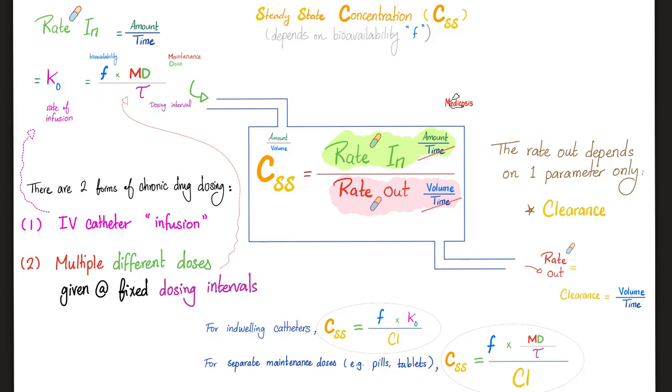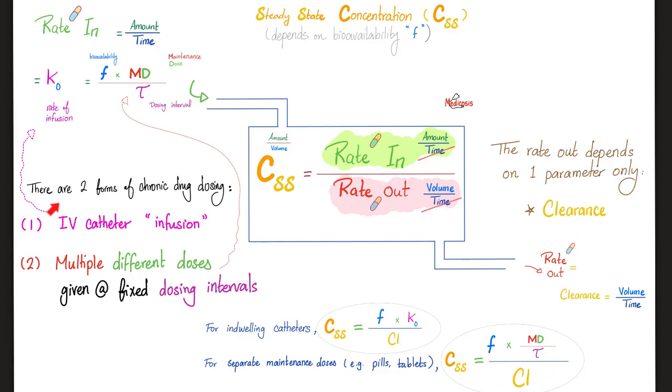And this happens to equal what? The bioavailability of the drug that you're giving. If I'm giving this as an intravenous bolus, then the bioavailability is 100%, which is just 1. So 1 times anything is just this thing. So if you're giving it by IV bolus, you can just remove the F, and it's going to be MD over tau. What's the MD? Maintenance dose. What's the tau? Dosing interval. And what's the steady state concentration? Rate in over rate out.